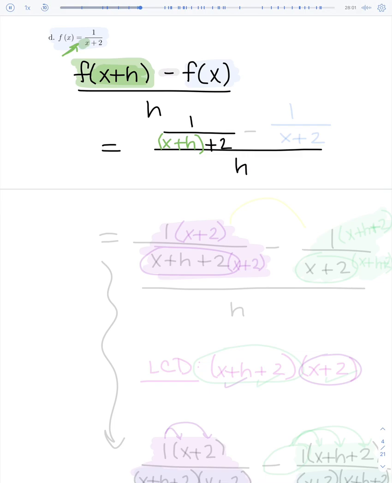Then we can carry over our minus sign. And then we've also got to plug in our regular f of x function, which is just the original function unchanged, which, if we take a look at the original function, is 1 over x plus 2.